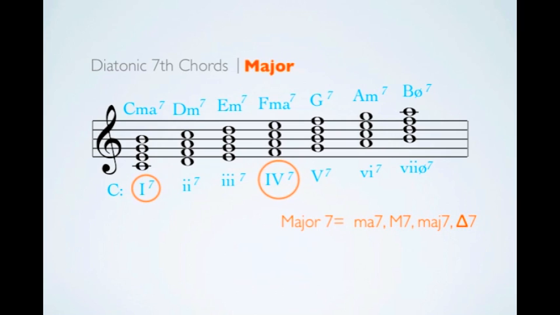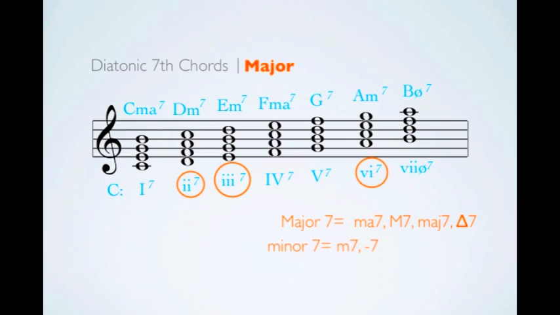So we have two major 7s that appear. Notice in the pop symbol I just have MA7, but there are a few ways to write major 7 chords, including just a big M with a 7, MAJ7, or triangle 7. These are all different ways of writing a major 7 chord.